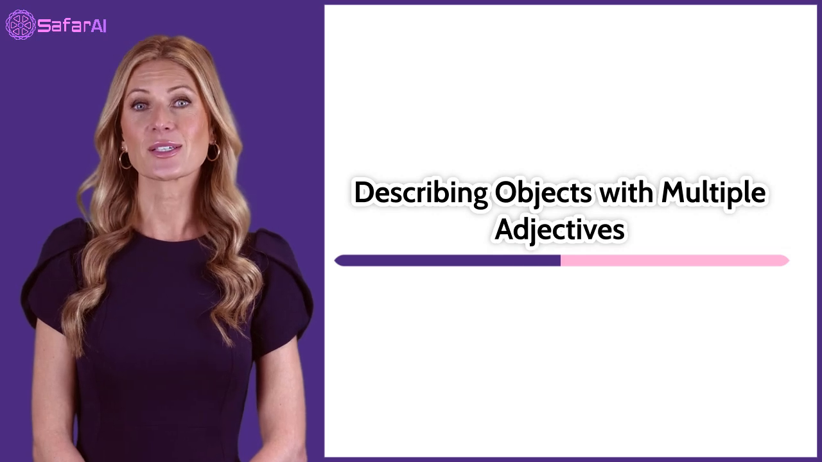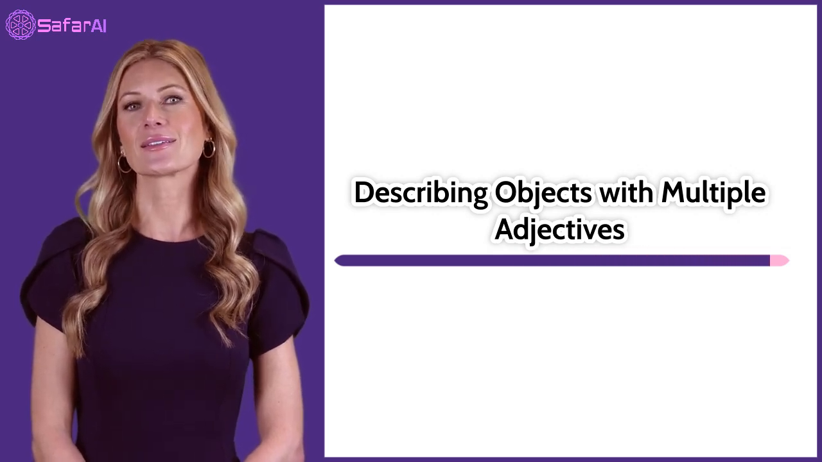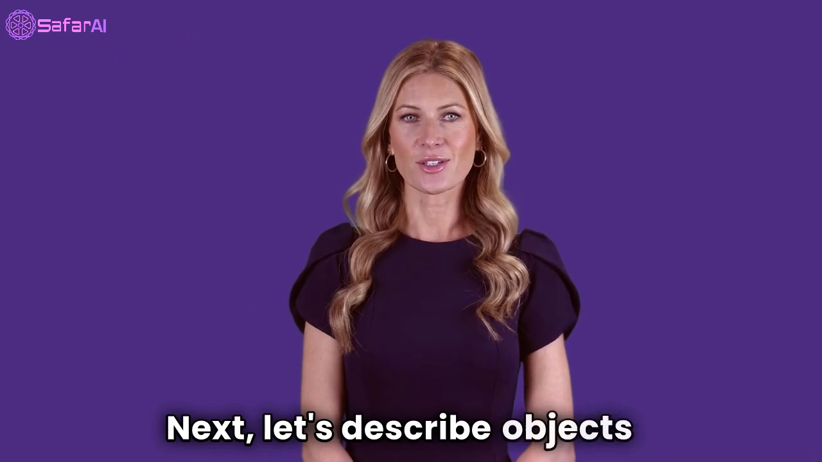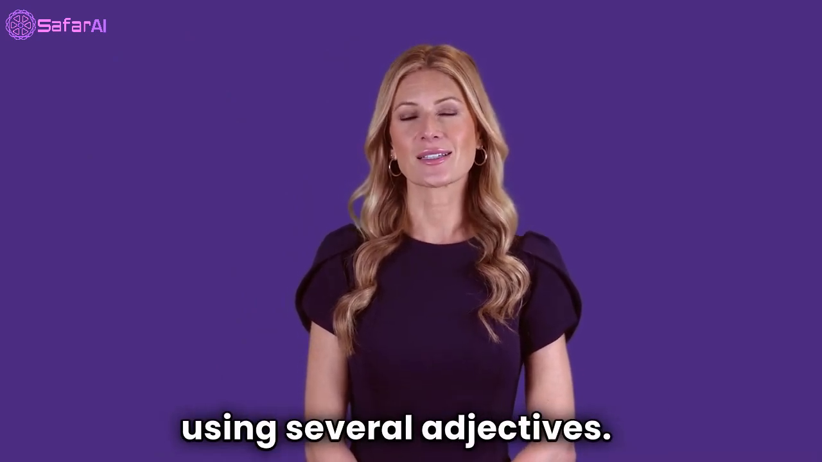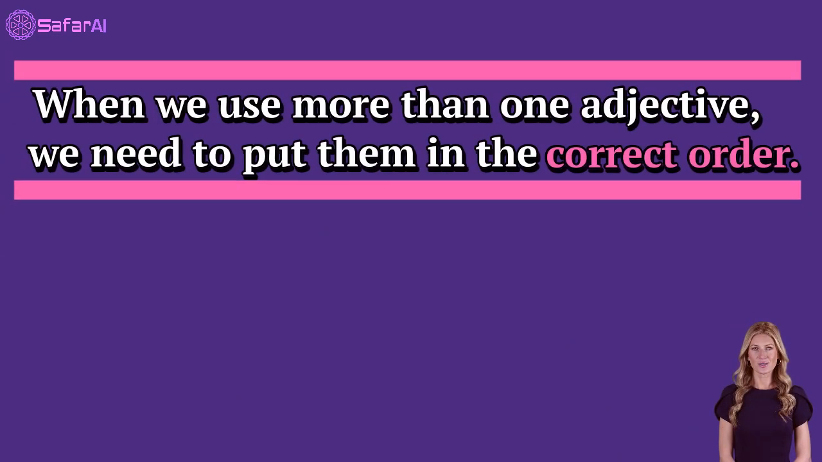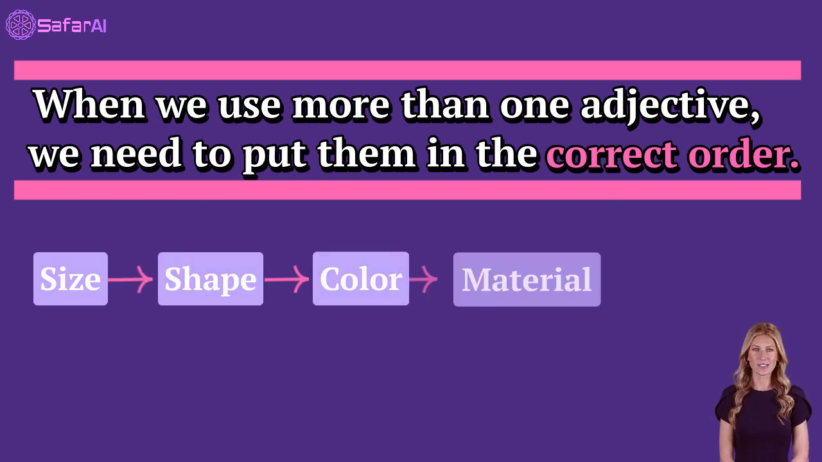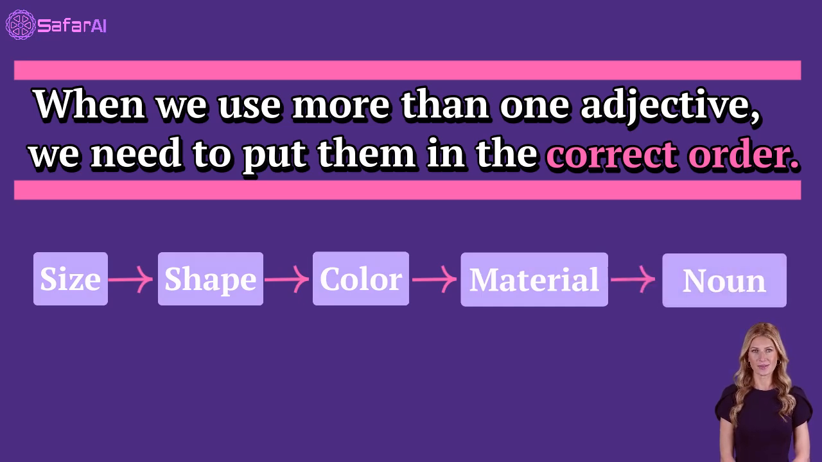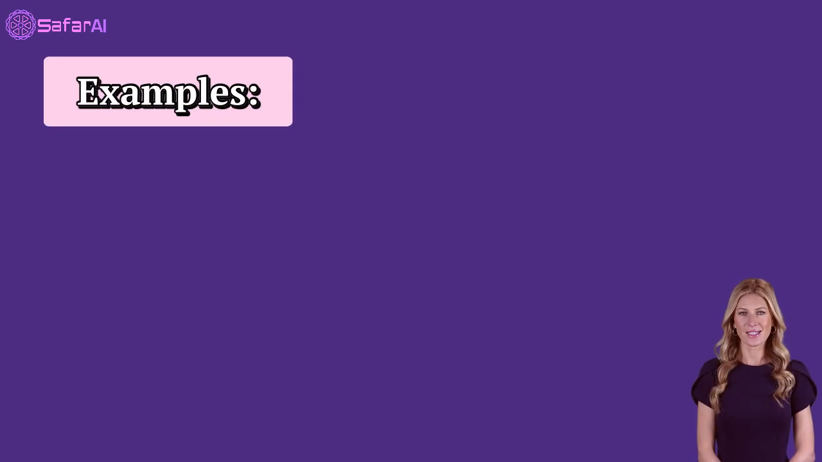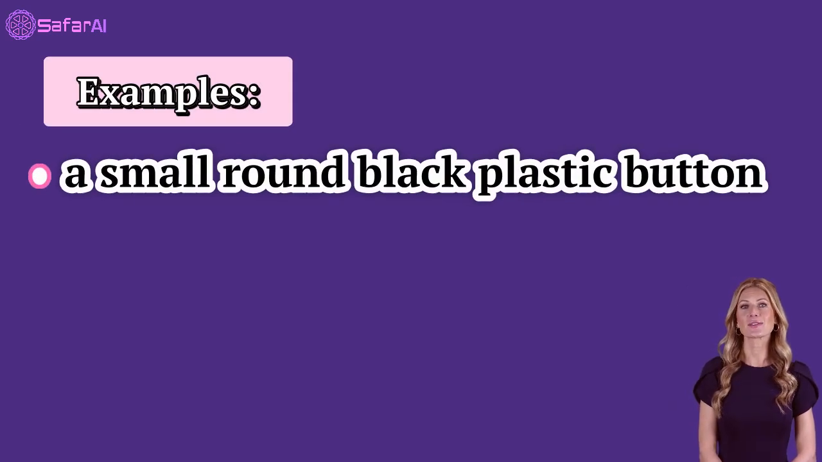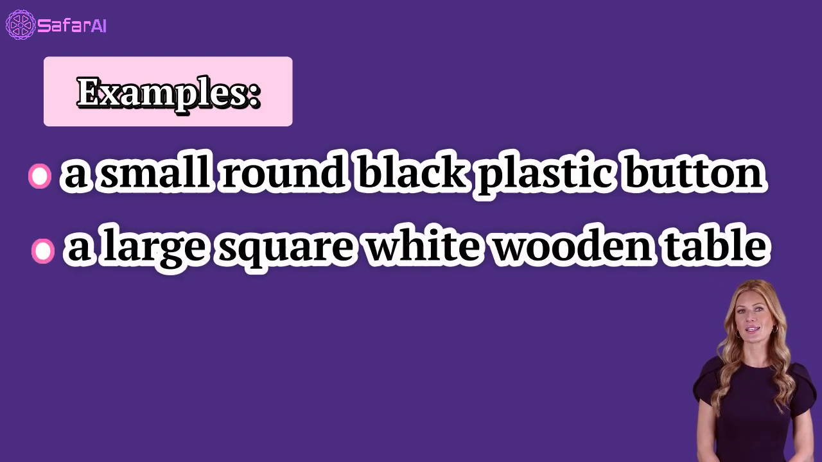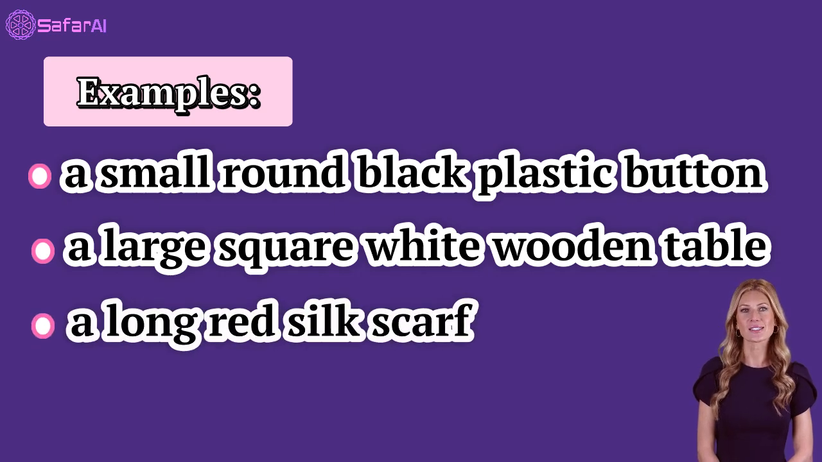Describing objects with multiple adjectives. Next, let's describe objects using several adjectives. When we use more than one adjective, we need to put them in the correct order: size, shape, color, material, noun. Examples: a small round black plastic button, a large square white wooden table, a long red silk scarf.